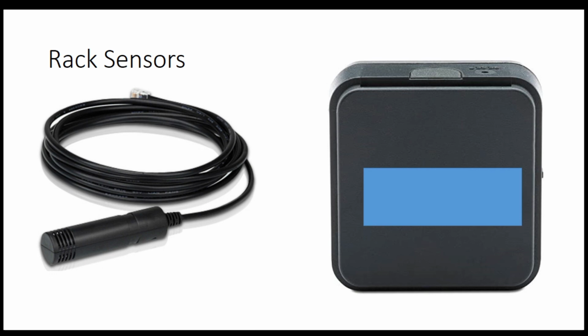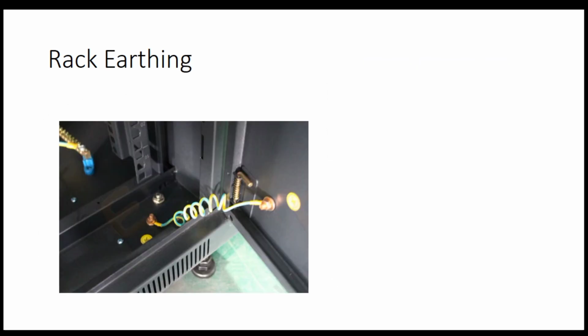The rack may have a temperature and humidity sensor in the front or rear door of it. It may be connected to BMS or DCIM by wireless or by cable. This is a wireless sensor. This is a cable sensor with a cable. The body of the rack must be connected to earth through SRG, or signal reference grid.